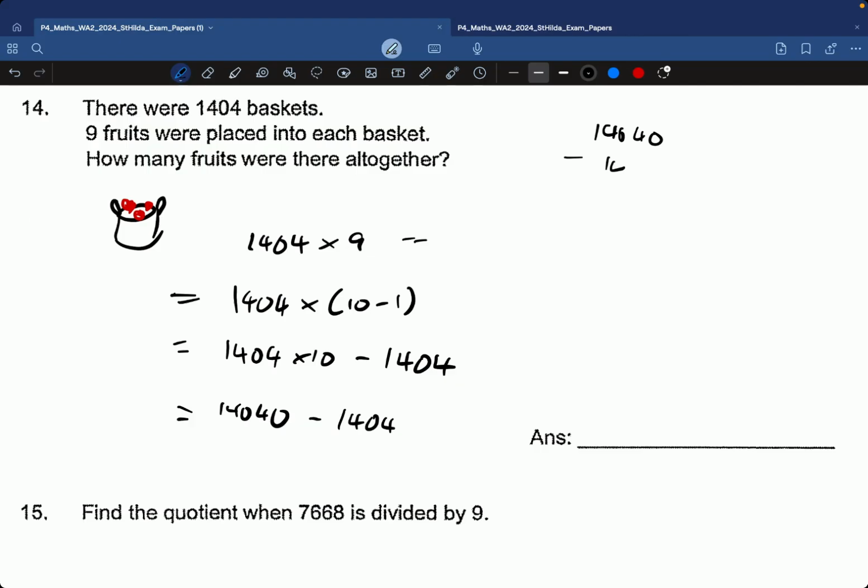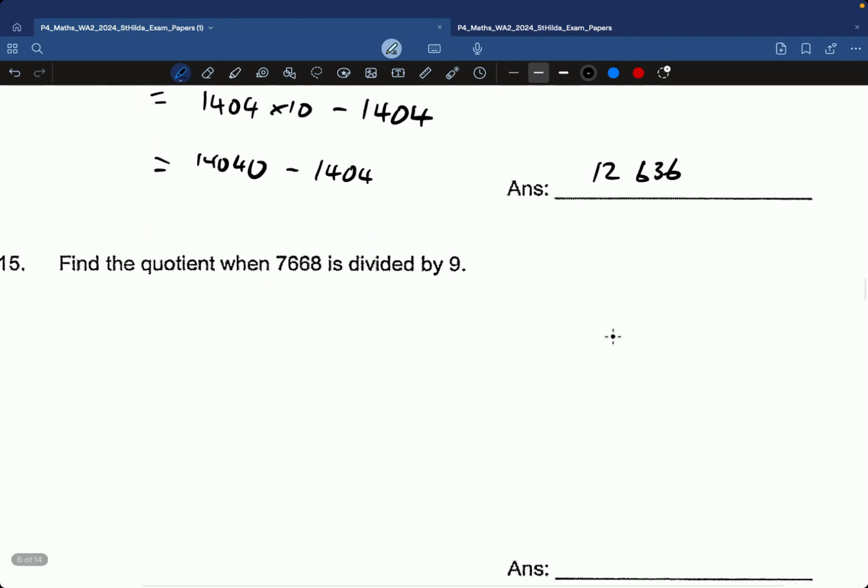1,404. So make sure you write your numbers properly. So 10 minus 4 is 6. Then same thing, 10 minus 0 is 10, borrow again, so we have 6. Then 3 minus 1 is 2. And the answer is 12,636. Okay, let's move on to the next question.